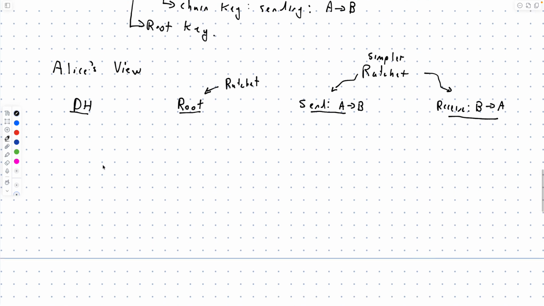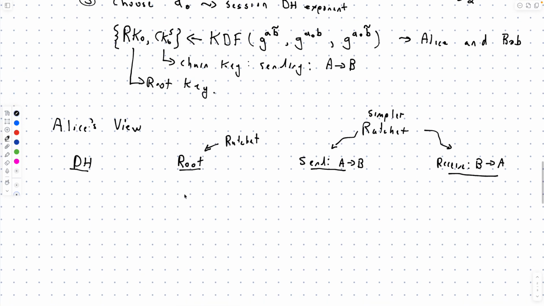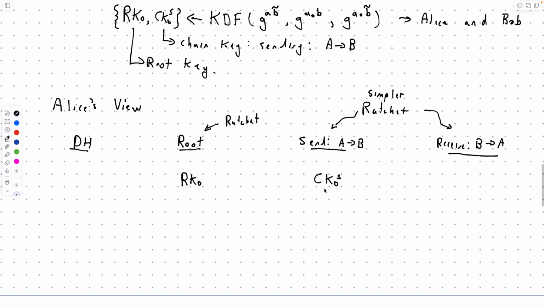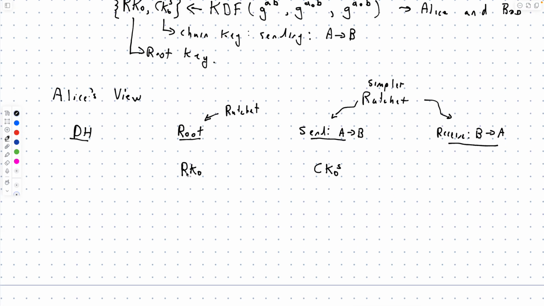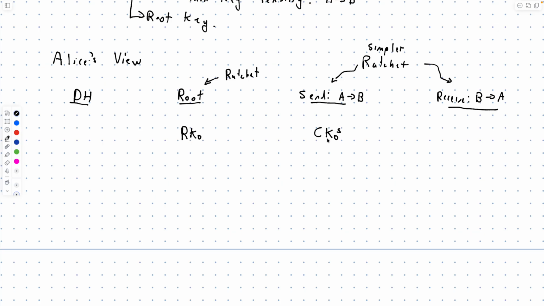Okay. So because I did this KDF, I have an RK0. So I'm going to start with that as my root key. And I have a CK zero. So a chain key, my first chain key, and I'm using it just to send. Okay. I'm not going to do anything with my root key until I hear back from Bob. When I hear back from Bob, I'm going to get his exponent, and then I'm going to update my root key. But for now, this is Alice. She's just going to send messages to Bob.